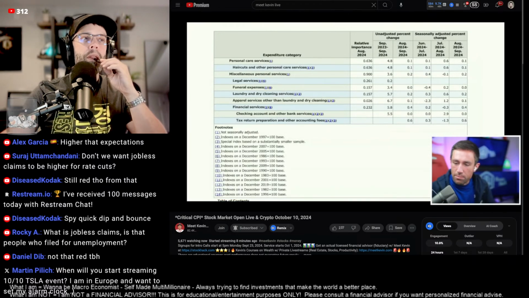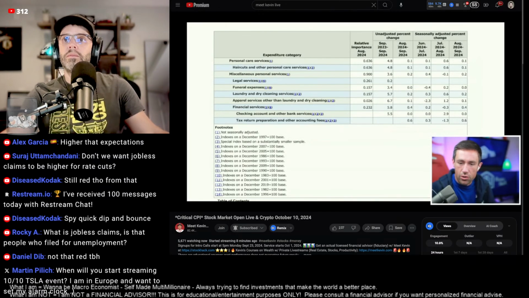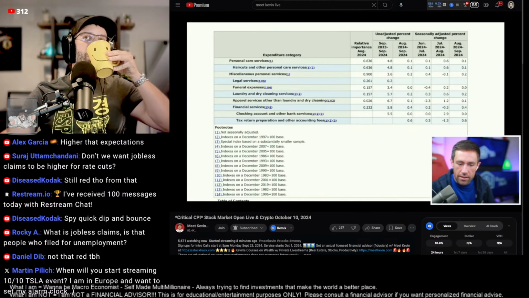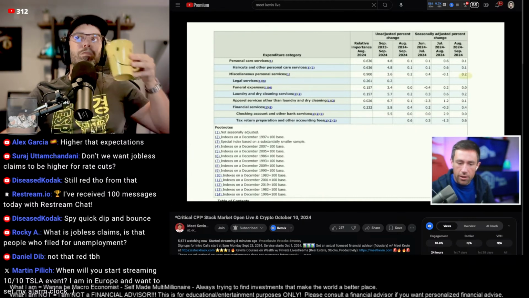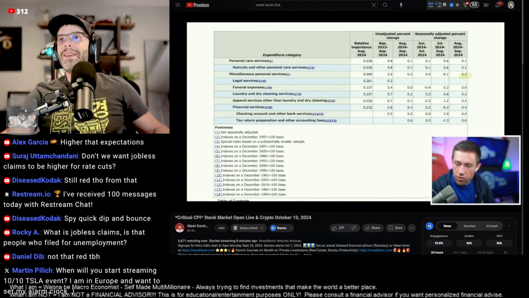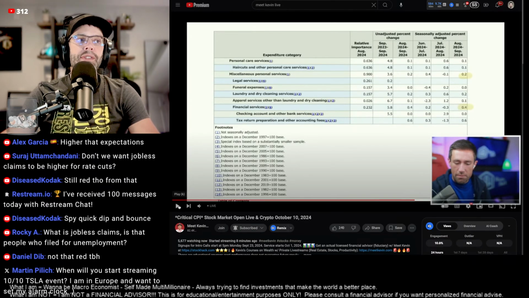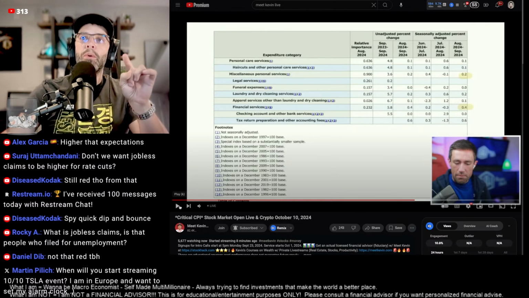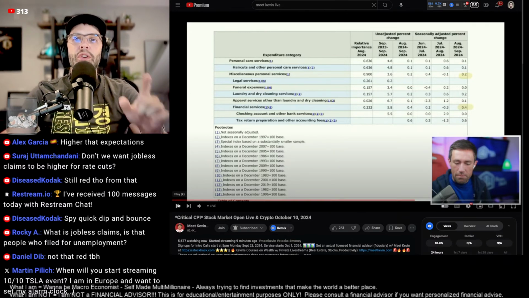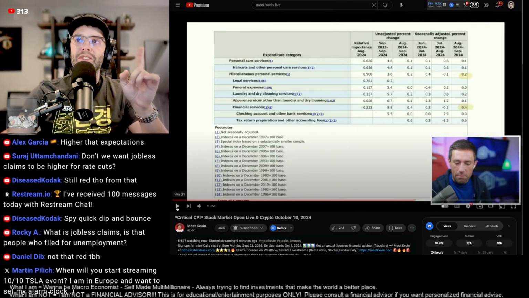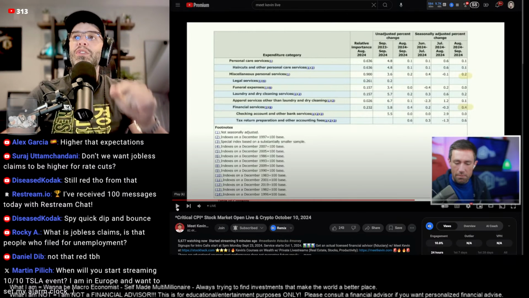Some of that miscellaneous personal services at 0.2. There we go. Looks like financial services up 0.4. That's a little higher than usual in the same month. It's all the lawsuits because of election season. No, I'm kidding, but maybe. But yeah, that's where a lot of the inflation is. Isn't that funny? Financial services, checking account and other bank services, no. Tax return preparation and other accounting. So inflation is in tax accounting software and in legal services.